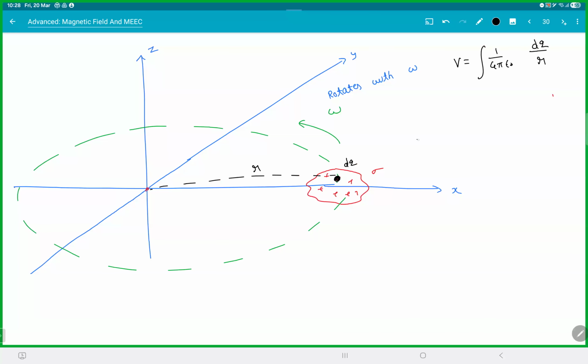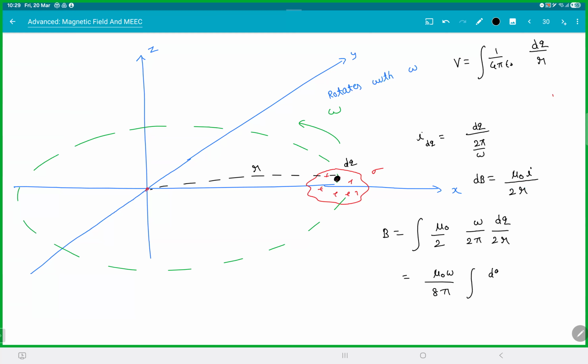So the current due to this small dq will be the charge dq by time 2 pi by omega. So because of this thing, it will create a small magnetic field, which is mu naught I by 2 r. So the magnetic field due to all these pieces will be mu naught by 2, I will be omega dq by 2 pi by 2r. So mu naught is constant, omega by 8 pi integral dq by r. So the magnetic field due to this small pieces is this. Now again, I don't know dq, I don't know r, but I know what is integral dq by r.